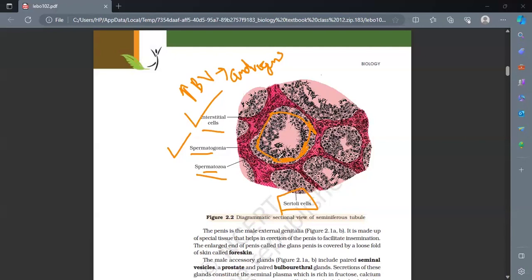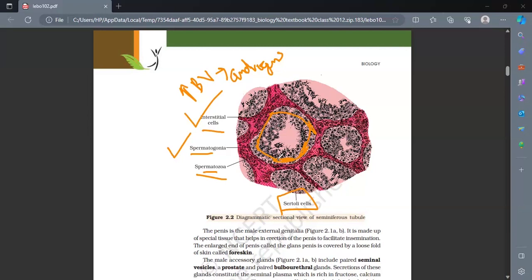So, what is the purpose of these Sertoli cells? They're also a type of cell present inside the seminiferous tubule, okay? But their main function is not the production of the spermatozoa. They're actually providing nutrition to the maturing spermatozoa inside the seminiferous tubule. Okay, the questions do come in examination where you are required to draw the diagram.